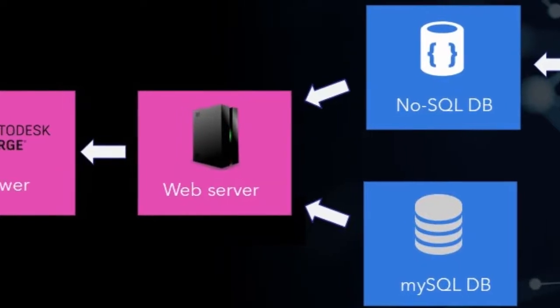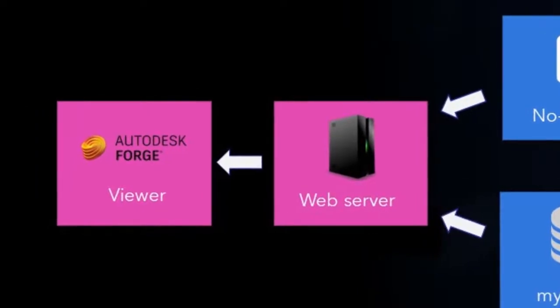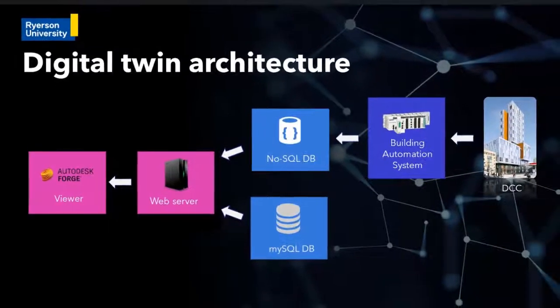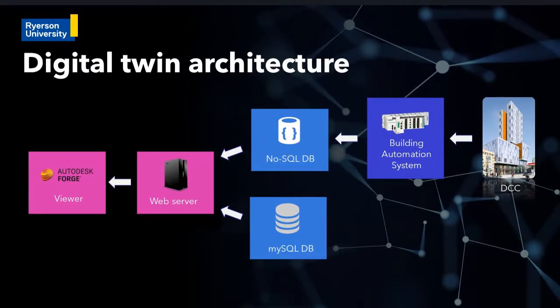The final component of the digital twin is Autodesk Forge Viewer. That is a wonderful tool that displays a 3D view of the building on which data can be overlaid. The 3D objects are stored in the Autodesk Cloud, and data is queried on demand from NoSQL and MySQL databases. Now let's see what this looks like for a common end user.